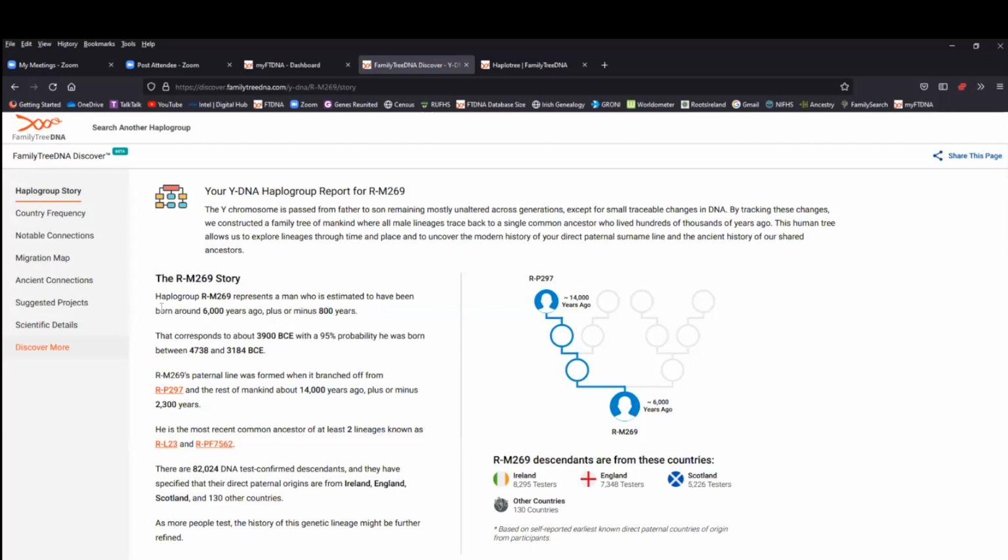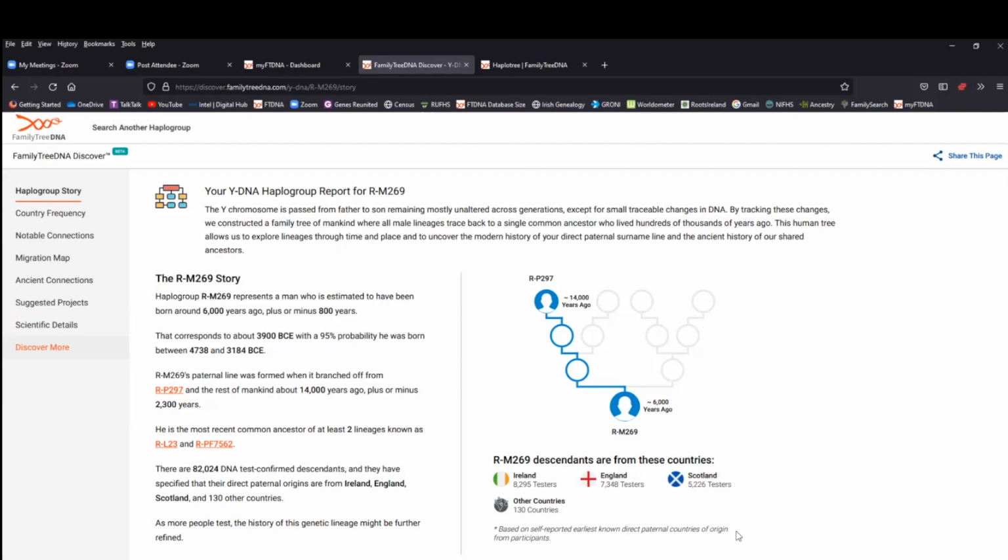So it's telling me now that it represents a man who's estimated to have been born around 6,000 years ago, plus or minus 800 years. So that's about 3,900 BC. So that's what you're talking about. So people who are RM269 all date back to a group of people who were all connected in the last 6,000 years. And again, it's telling you the group above, that's about 14,000 years old. And again, you could click on that if you wanted. And you can get an idea here for where people can trace their genealogy back to.